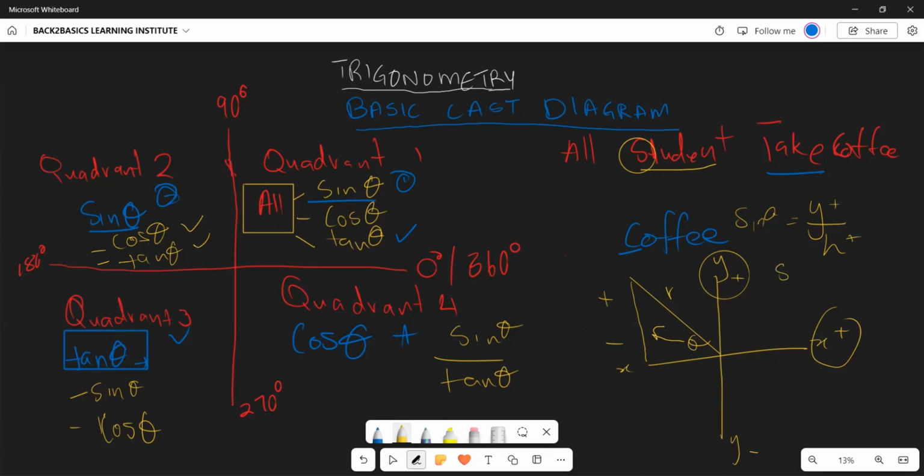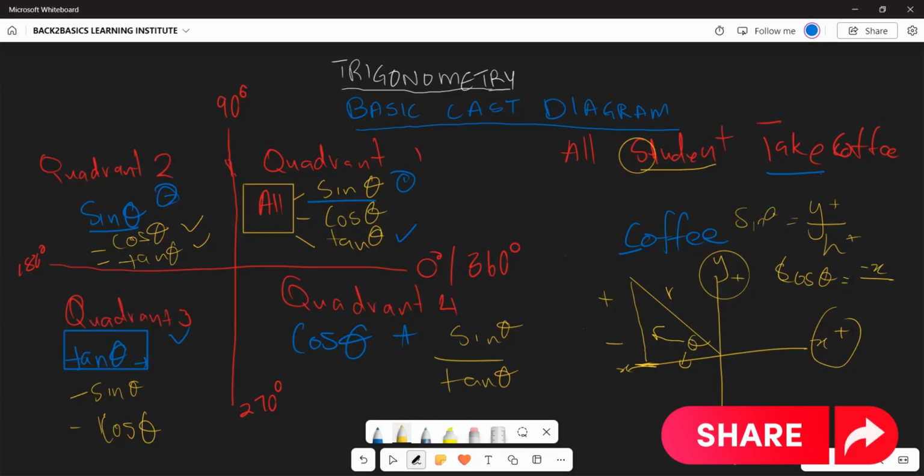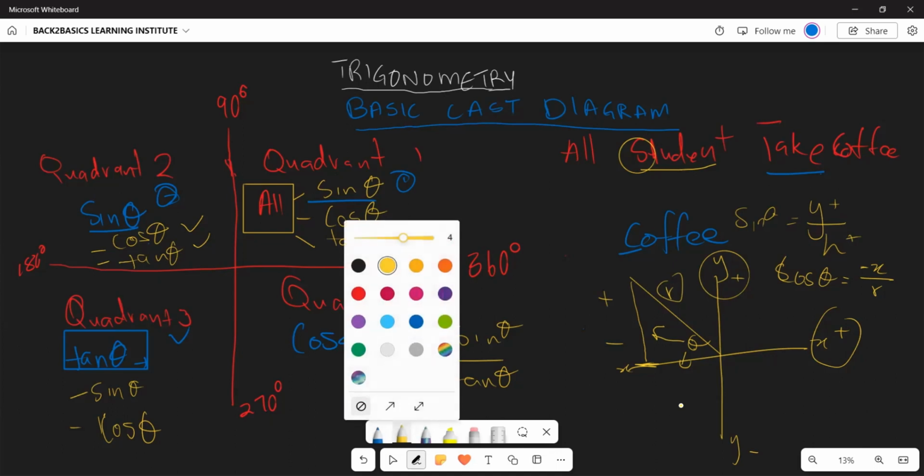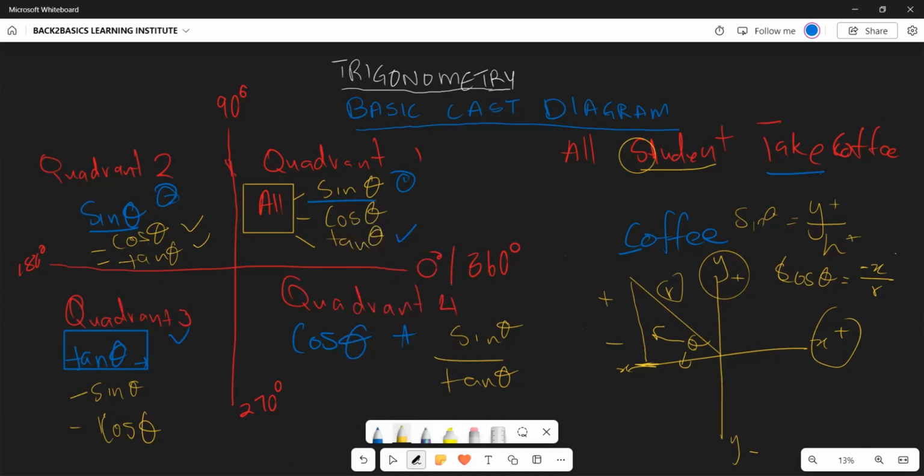Now, let's say you are looking for cos of theta. Cos of theta in your second quadrant is going to be adjacent. And adjacent is going to be this part, which is this x, and x here is negative. So it is going to be negative x over the other one, which is r, your hypotenuse. Can you see you are dividing a negative by a positive? So therefore, the entire thing is going to be negative.